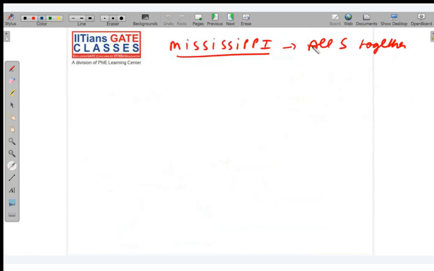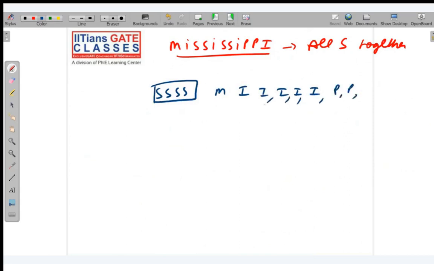Next is MISSISSIPPI, same, all S together. I think it's really simple. You will apply glue over SSSS, and then I will say M, I four times, and P two times. Why am I doing it? Because some of you might get confused here. So 1 2 3 4 5 6 7 8 9, so 9 factorial divided by 4 factorial 2 factorial.